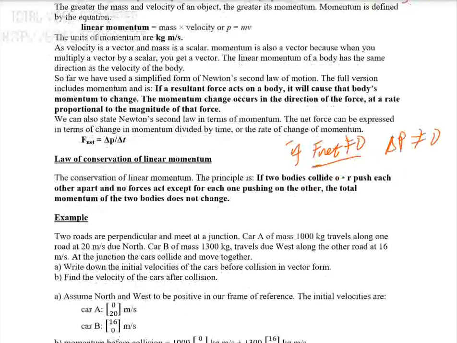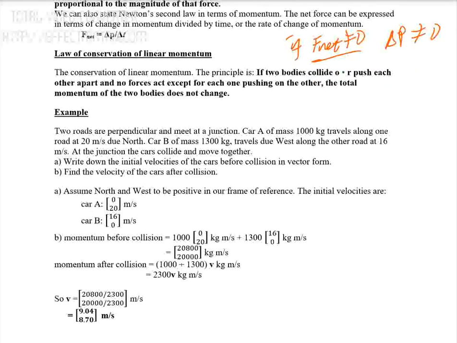We have seen this, and let us see one example. Two roads are perpendicular and meet at a junction. Car A has this mass and is moving with this velocity due north, and car B has this mass and is moving with this velocity. And at the junction, the cars collide and move together. We said what? It moves together. Therefore, the final velocity of the two cars is what? Similar. And write down the initial velocity of the cars before collision in vector form.